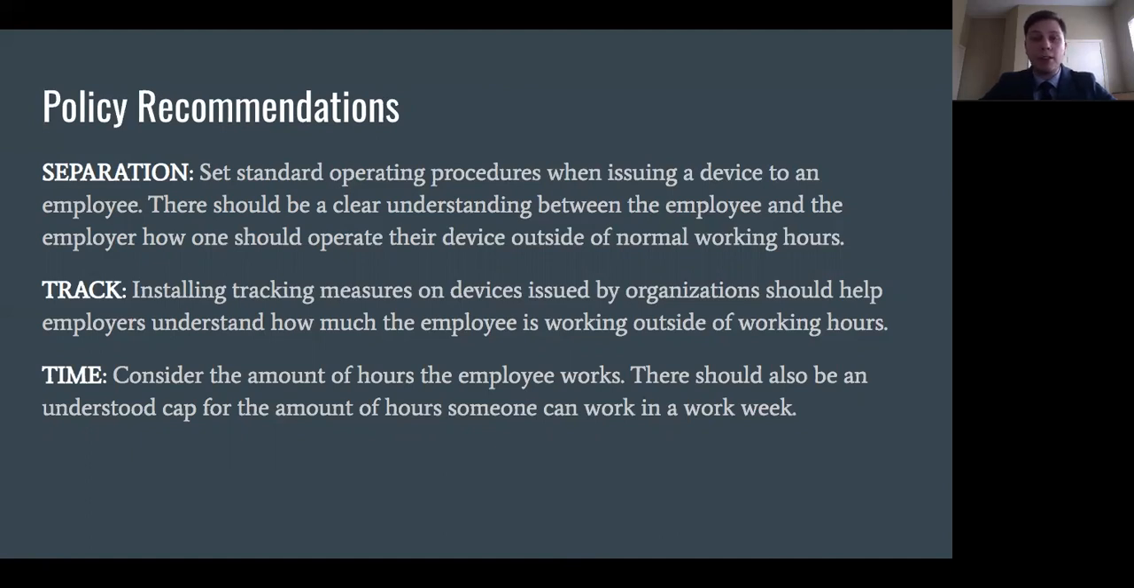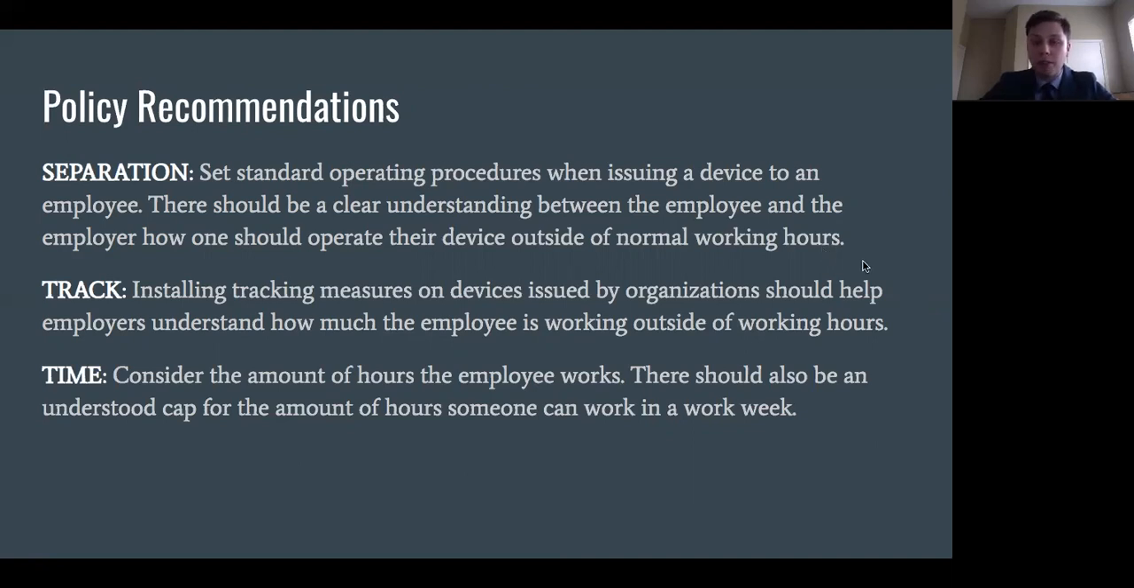For email, if you get notified of an email, you can wait until normal working hours. But if I call you outside of working hours, I need a response immediately. Another important policy recommendation is installing an application to track how much the individual uses the device issued by the employer outside of working hours.